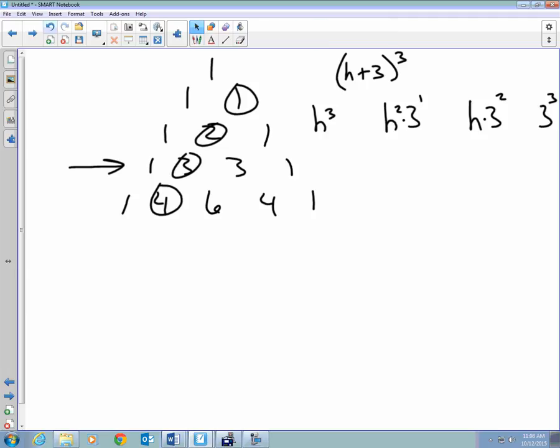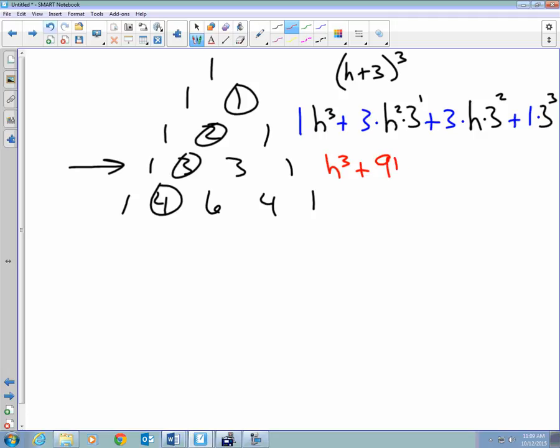Now you insert the triangle. Plus, my coefficients are 1, 3, 3, 1. So this comes out to be h to the third. This comes out to be 9h squared. This comes out to be 27h. This comes out to be 27.